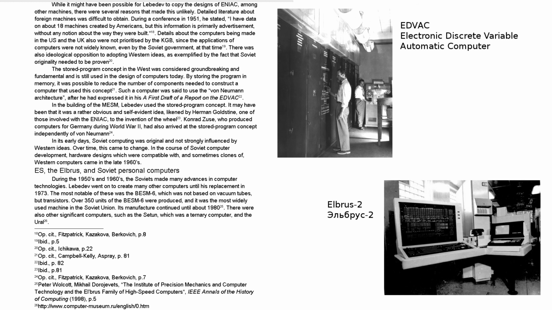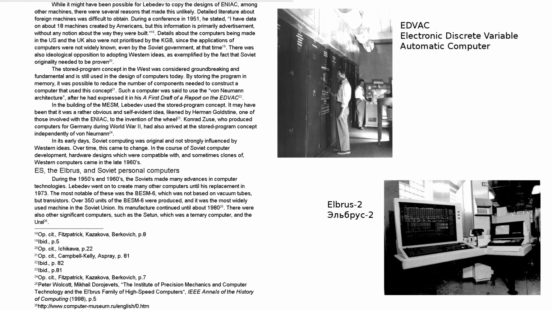During the 1950s and 1960s, the Soviets made many advances in computer technologies. Lebedev went on to create many other computers until his replacement in 1973. The most notable of these was the BESM 6, which was not based on vacuum tubes, but transistors. Over 350 units of the BESM 6 were produced, and it was the most widely used machine in the Soviet Union. Its manufacture continued until about 1980. There were also other significant computers, such as the Saturn, which was a ternary computer, and the Ural.